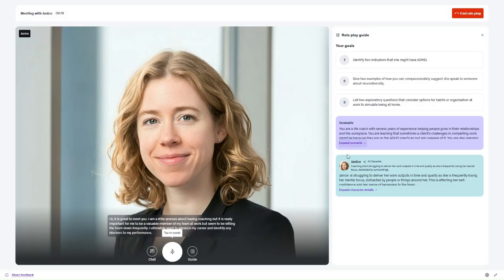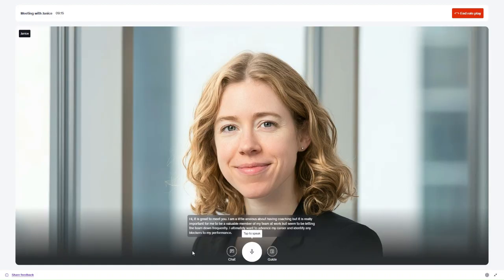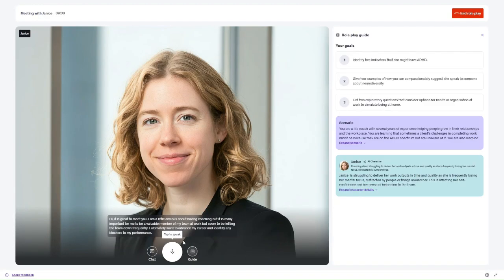On the right are all the prompts that you had in the beginning, which you can hide just by hitting guide, and then you're just talking straight to Janice. You don't have the background, but the background can be helpful for you. Then I hit tap to send, and I'm asking Janice, tell me a little bit more about your situation. What do you think some of those blockers are? Then I'm pressing tap to send. Janice will consider my question.